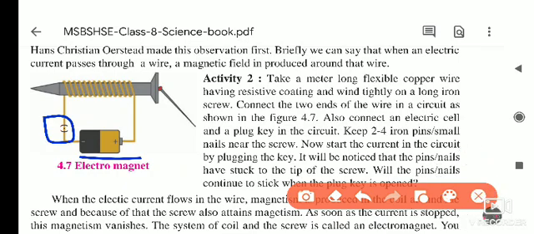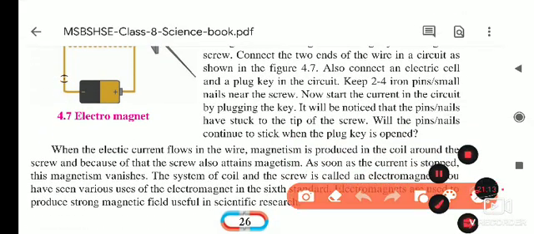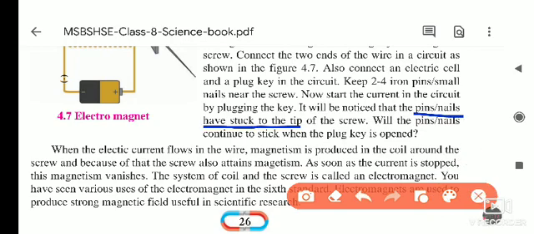Next, what we have to do now is start the current in the circuit by plugging the key. When the current starts flowing in the circuit, what happens? It will be noticed that pins or nails have stuck to the nail. Just as I told you, if the current starts flowing and the pin is here, it gets attracted. What happens? It sticks to the nail.